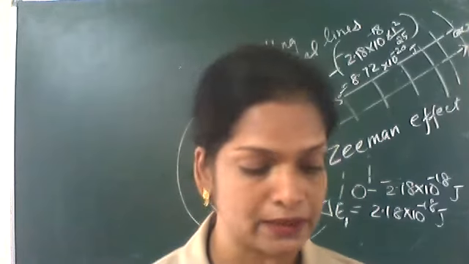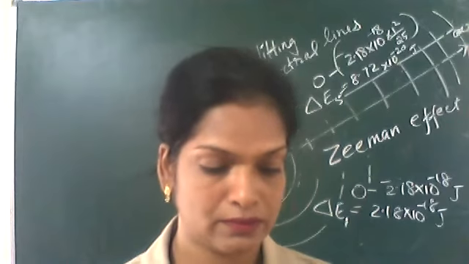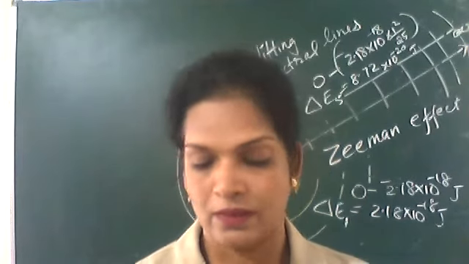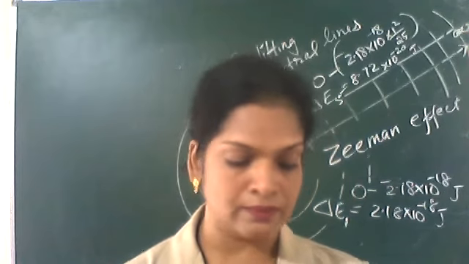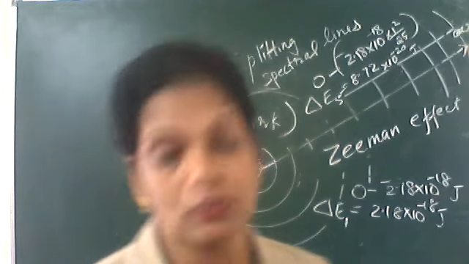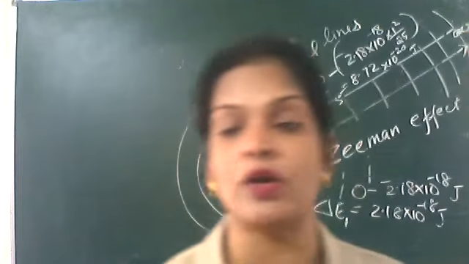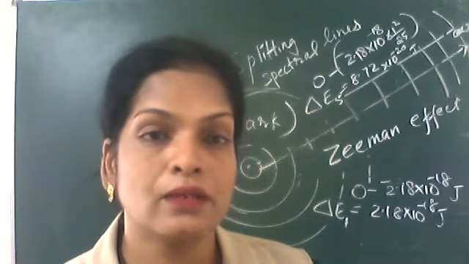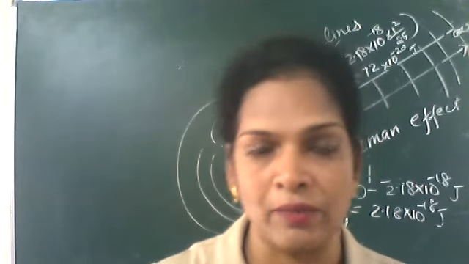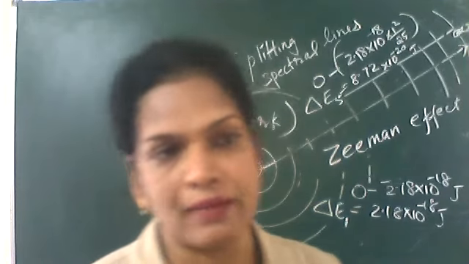Next heading you write: Dual behavior of matter. There are some problems in the Bohr model. So we are leaving the Bohr model and going to the new model of atom, that is the quantum mechanical model. So in bracket you write, towards quantum mechanical model.